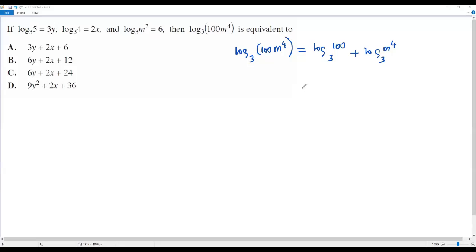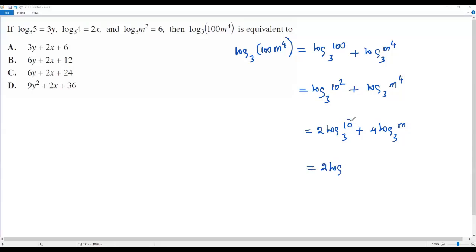Further, this 100 can be written as 10 squared, plus log to the base 3 of m to the fourth power. In these two logarithms, the arguments are exponential. Whenever the argument is exponential, the exponent in the argument can be moved in front of the logarithm and multiplied by the logarithm. This is the power rule of logarithms. So I'll get 2 times log 10 to the base 3. And if I move this exponent 4 in front of the logarithm, I'll get 4 times log m to the base 3.